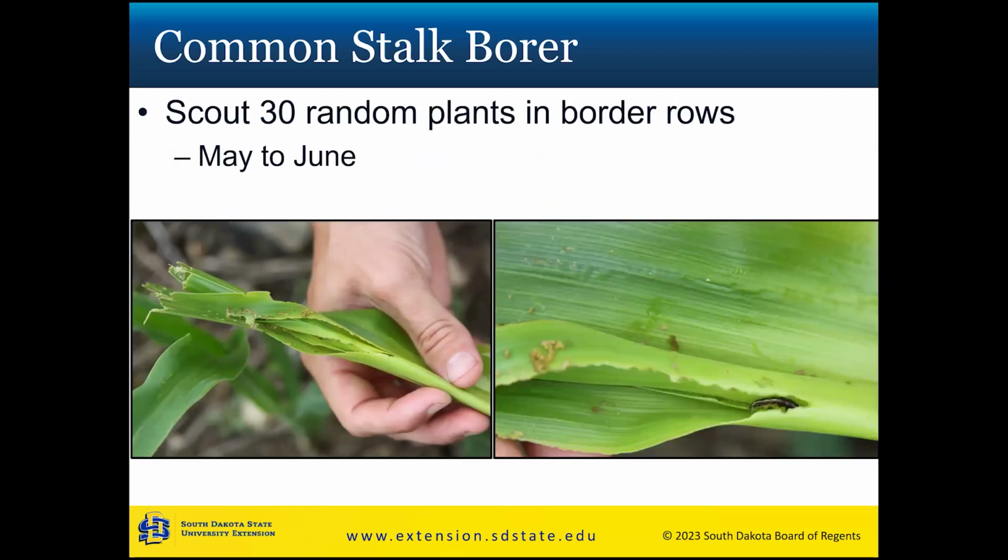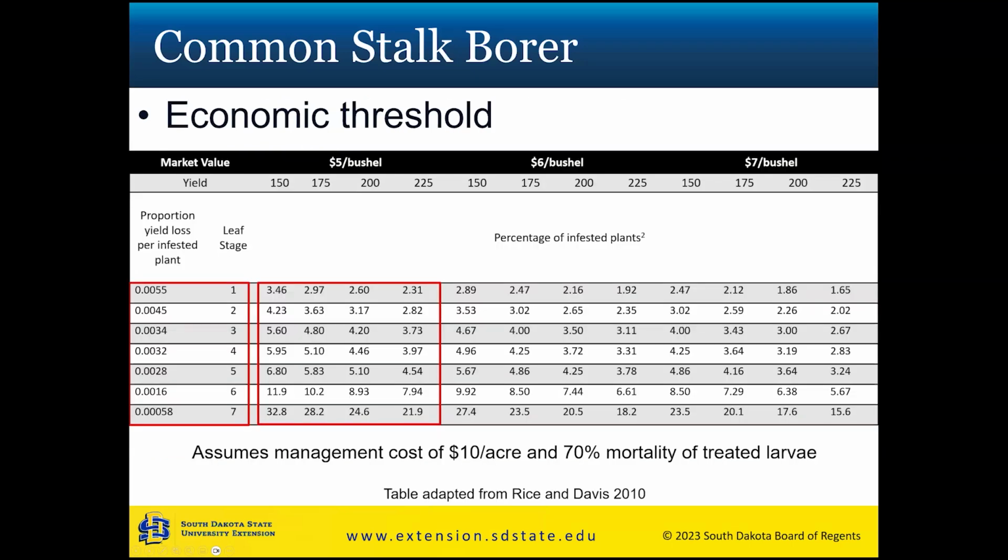And so what we recommend is, once we hit the degree days for this pest, scout 30 random plants in your border rows from May to June and see whether or not you have any evidence. If you have evidence, look into the whorl, and there's a good chance you'll find the caterpillar. The economic threshold for these is based off the stage the corn is at, and also what the current value of corn is.